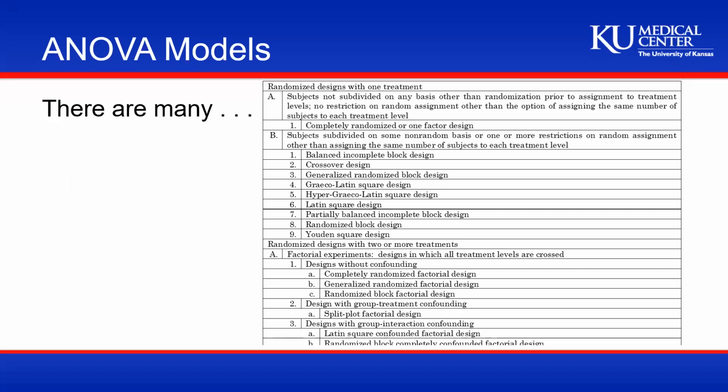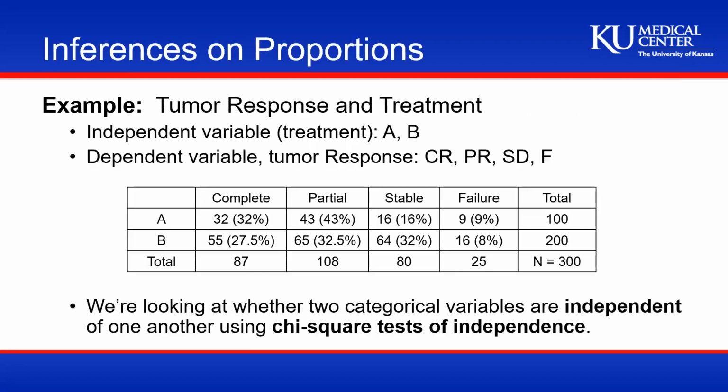But the model is tied back directly to the design. The simplest ANOVA model is the 2-sample T, and they're all regression. They're just trying to attribute variation in an outcome to a factor of interest.